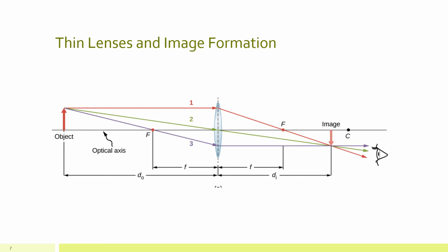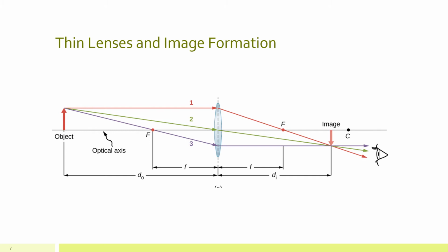And then our third line that we're going to use, number 3, shown in purple, is going to pass through the focal point on the same side as the object, which means that after it passes through the lens, it is going to continue perpendicular to our lens.